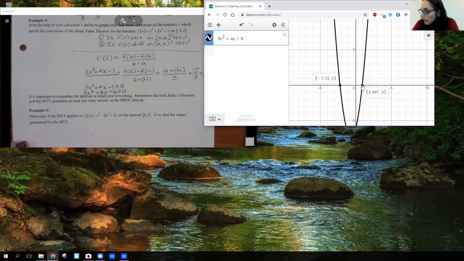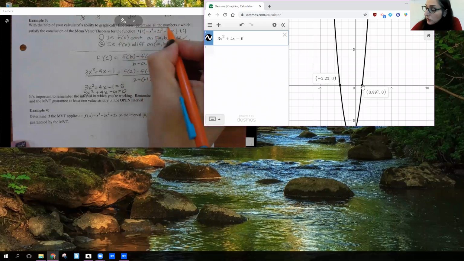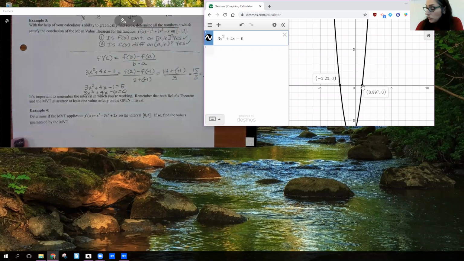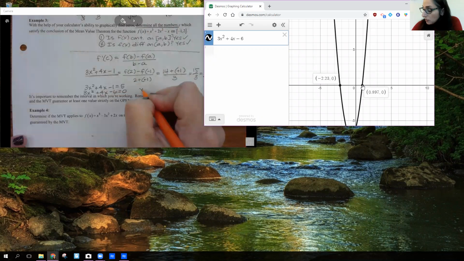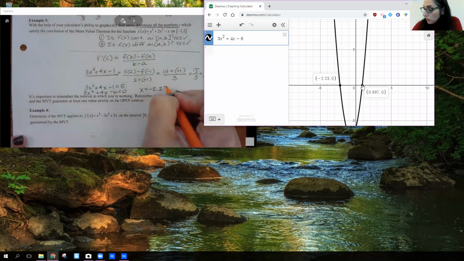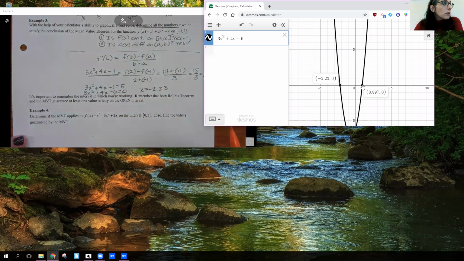Okay, and that's all we're asked to find. We're asked to determine all the numbers c, so that's the x values. So x equals negative 2.23. Ooh, hold on, wait a sec.